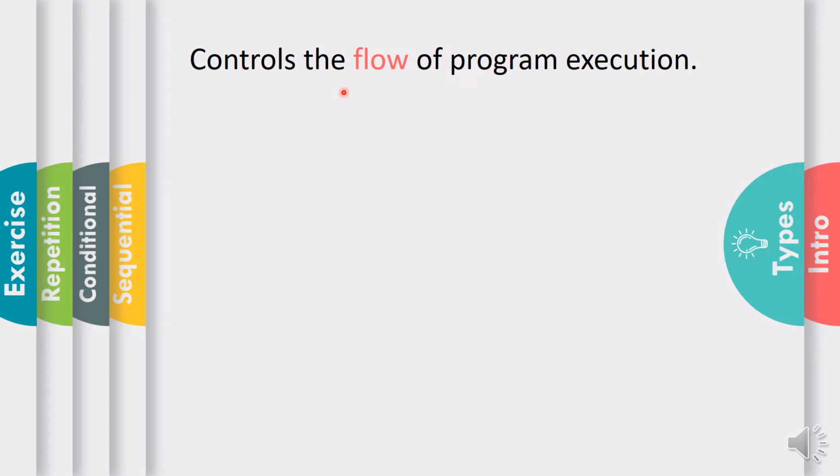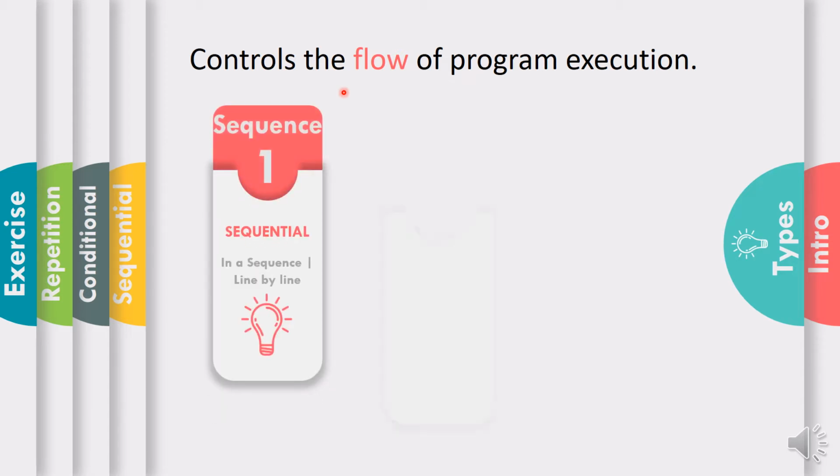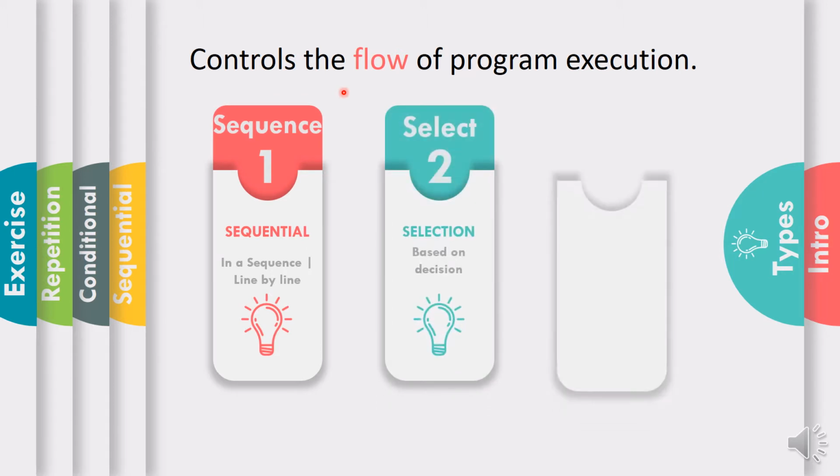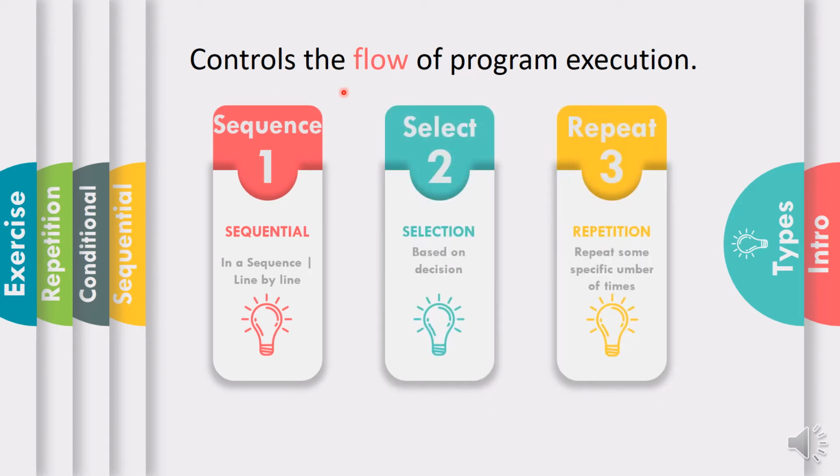There are basically 3 types of control structures: sequential, selection, and repetition. We use sequential control structures to execute our program line by line, from the first line of a program till the last line of a program without skipping any part or any line.